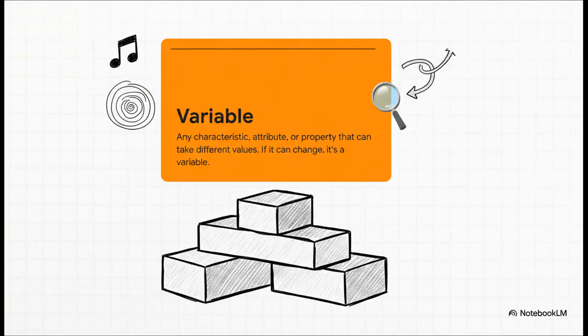So, the building blocks for all of this, they're called variables. And it's a really simple idea, actually. Anything that can change or have different values is a variable. Things like your age, your height, or, in our example, the kind of music you're listening to and just how focused you are. Research, at its core, is just trying to understand how these changing things relate to each other.